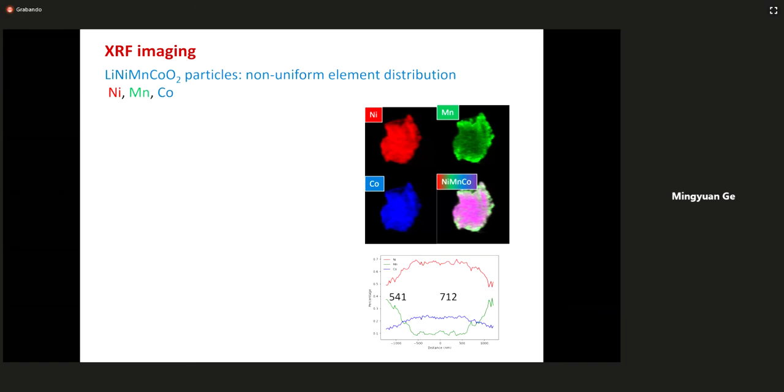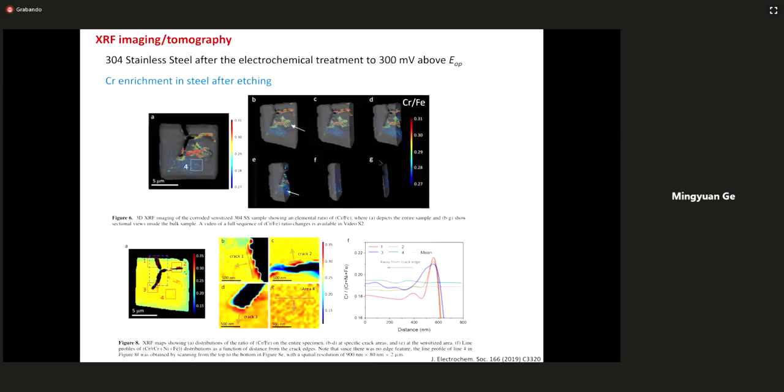For the transmission X-ray microscope, we need to decide which element it is first, then scan the X-ray across the energy range, then look at the oxidation states. But here, since they collect the fluorescent signal from the whole range of energies, they can discriminate which element it is, and they can do quantitative analysis of the composition.